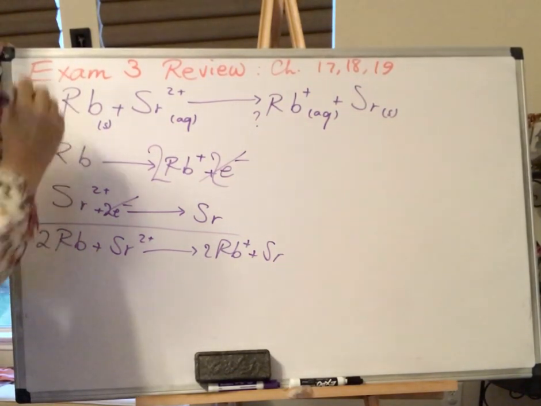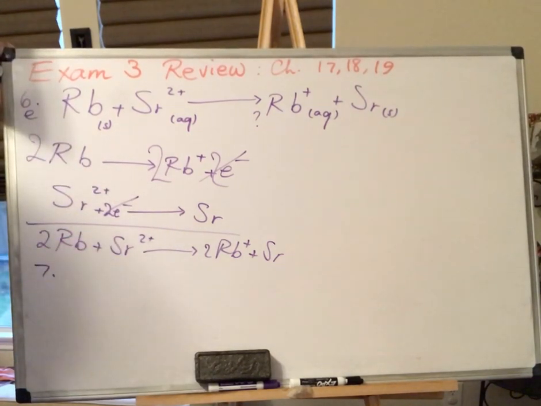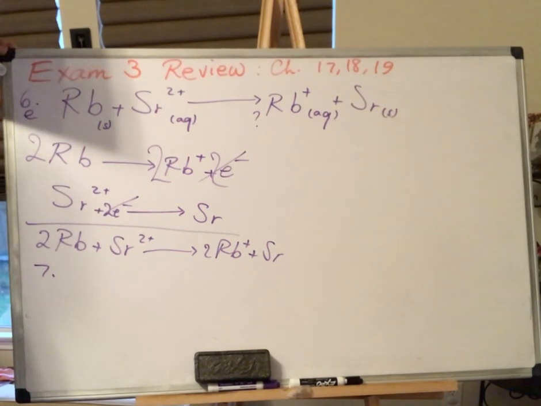E is the correct answer. For question number 7, the hydroxide ion concentration of a standard solution of copper 2 hydroxide is 4.58 times 10 to negative 7 molar. What is the solubility product constant for copper 2 ion?